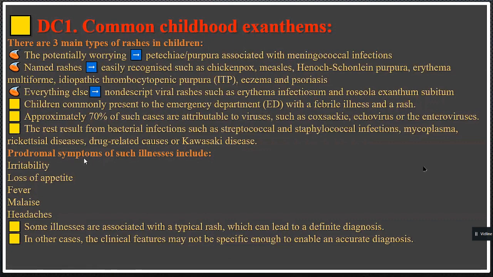So the prodromal symptoms, prodromal here means that before the rashes, the patient has irritability, loss of appetite, fever, malaise, headache. So for example, the patient has 1 day or 2 days or 3 days with these features. After that, he has rashes. So it's called prodromal symptoms: irritability, loss of appetite, fever, malaise, headache. Some illnesses are associated with a typical rash. So once you see the typical rash, you will diagnose. For example, once you see the rash on the buttocks or the posterior surface of the legs, you can diagnose Henoch-Schonlein purpura.